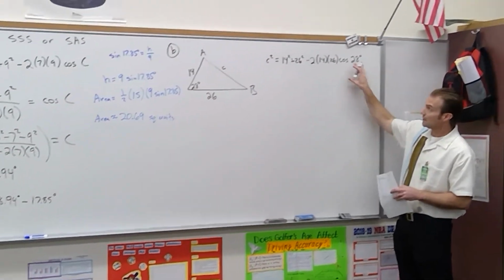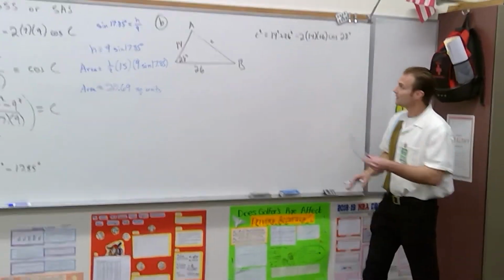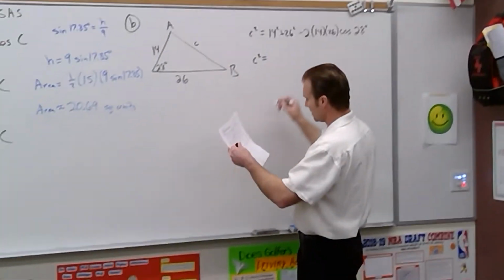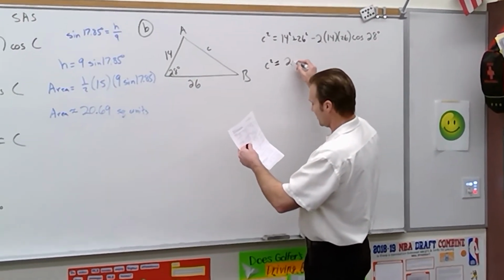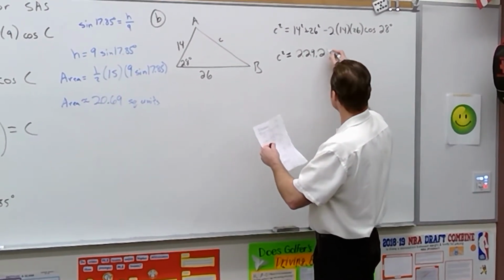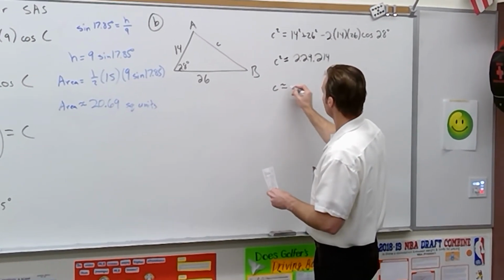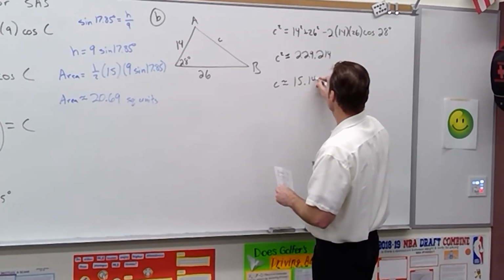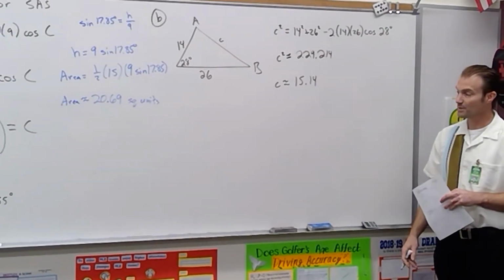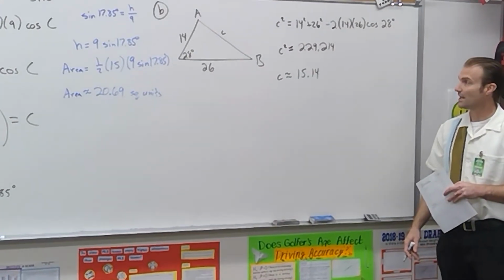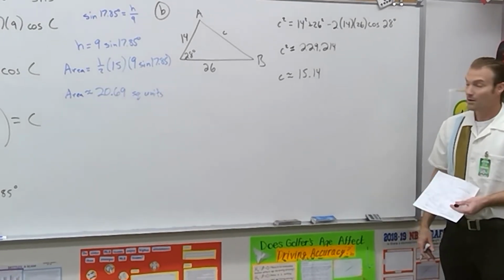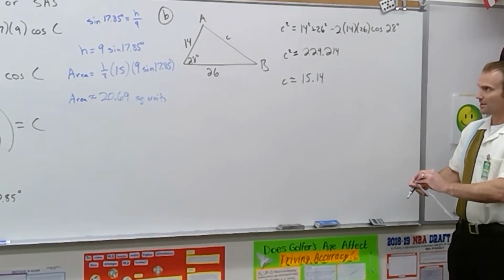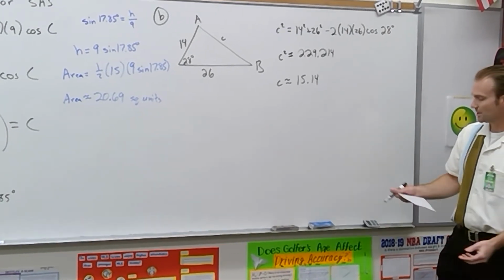And there we go. Lots of calculator time. We'll find that c squared is approximately 229.214. Square rooting, we'll find that c is approximately 15.14. Okay. We now have all three sides. We got to go back and find an angle. We can use law of cosines to find that angle. We can use law of sines to find that angle. I'm going to go ahead and use law of sines at this point. It is faster and easier.